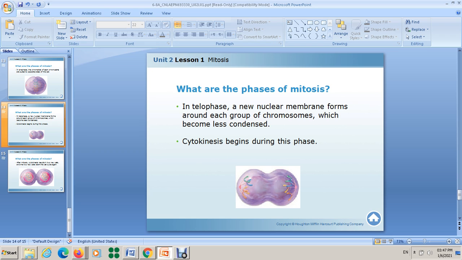Mitosis actually happens in the somatic cells, the body cells, to make new cells. These cells have the same amount of genetic material.